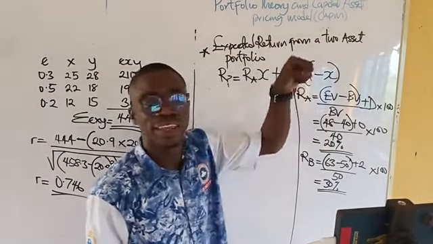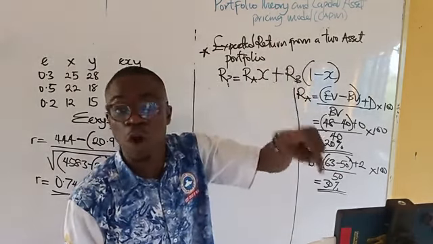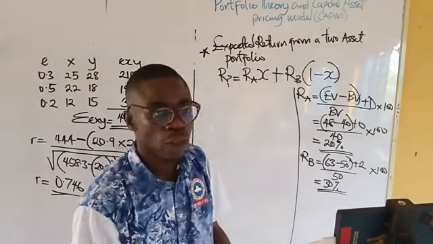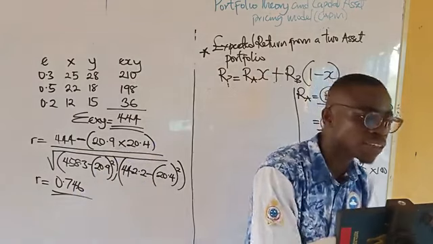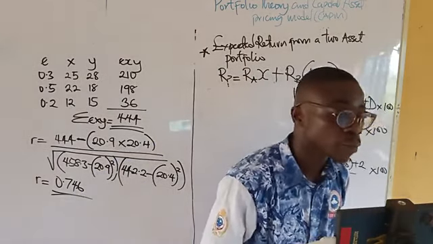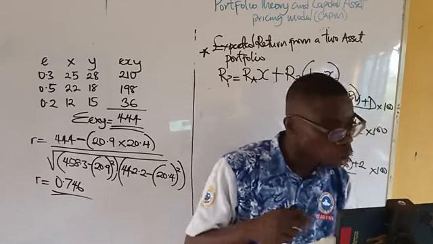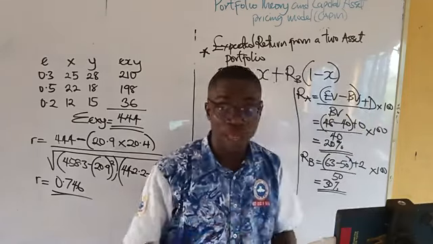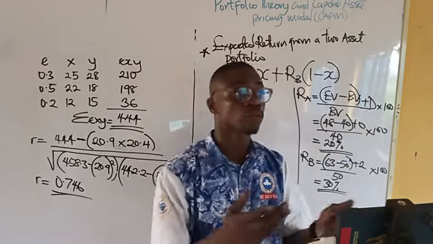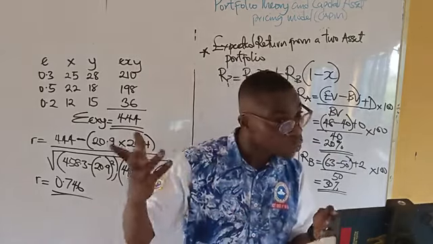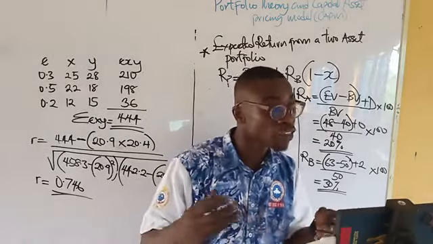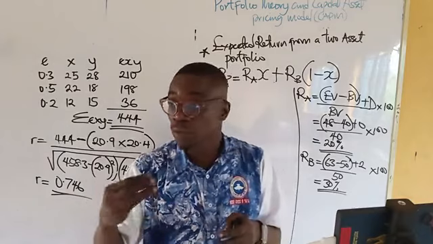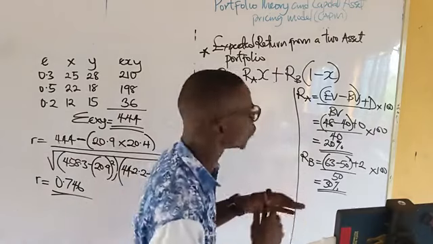RB means the expected return of investment from B. What if you invest 2 naira? What percentage will I get back? That's what they are saying. So banks sometimes will tell you, I'm just giving an example, that if you put your money on a fixed deposit account, you are going to get 50%. So whatever you put, you are expecting that return.